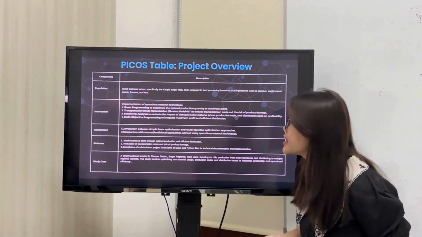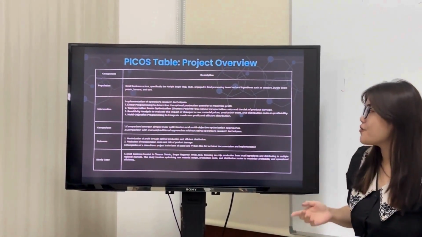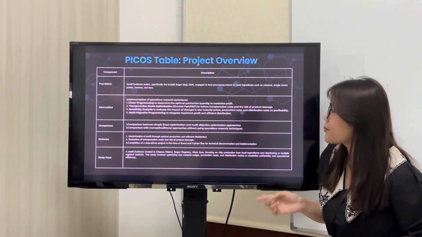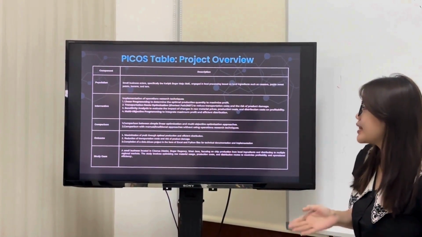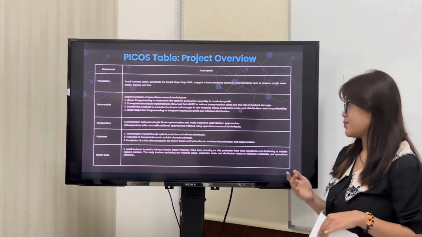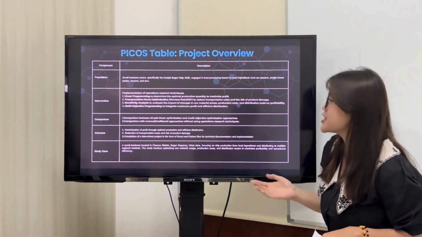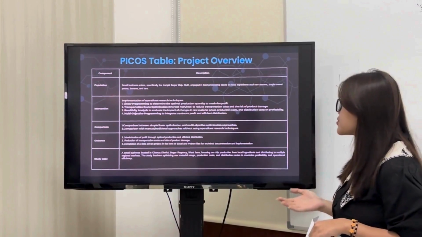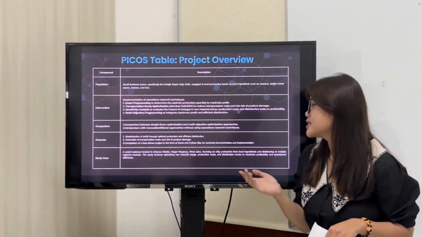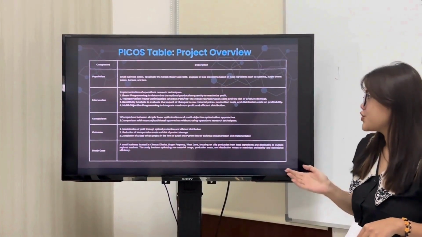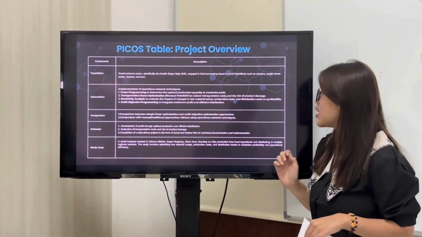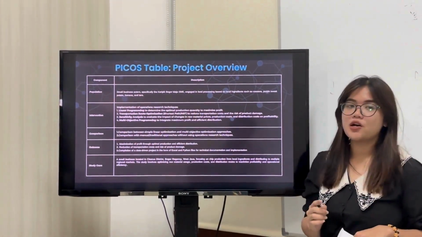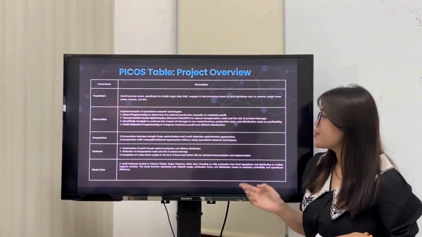And the second one is intervention: implementation of operation research techniques. There are 4. Linear programming to determine the optimal production quantity to maximize profit. The second one is transportation route optimization to reduce transportation costs and the risk of product damage. The third one is sensitivity analysis to evaluate the impact of changes in raw material price, production cost, and distribution cost on profitability. The fourth one is multi-objective optimization.